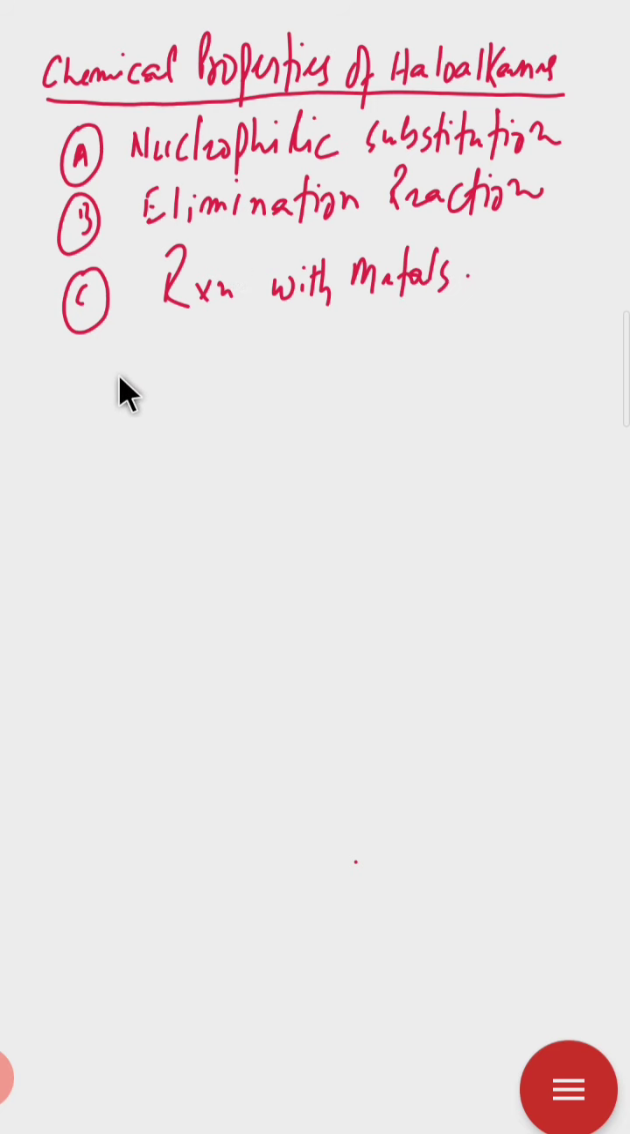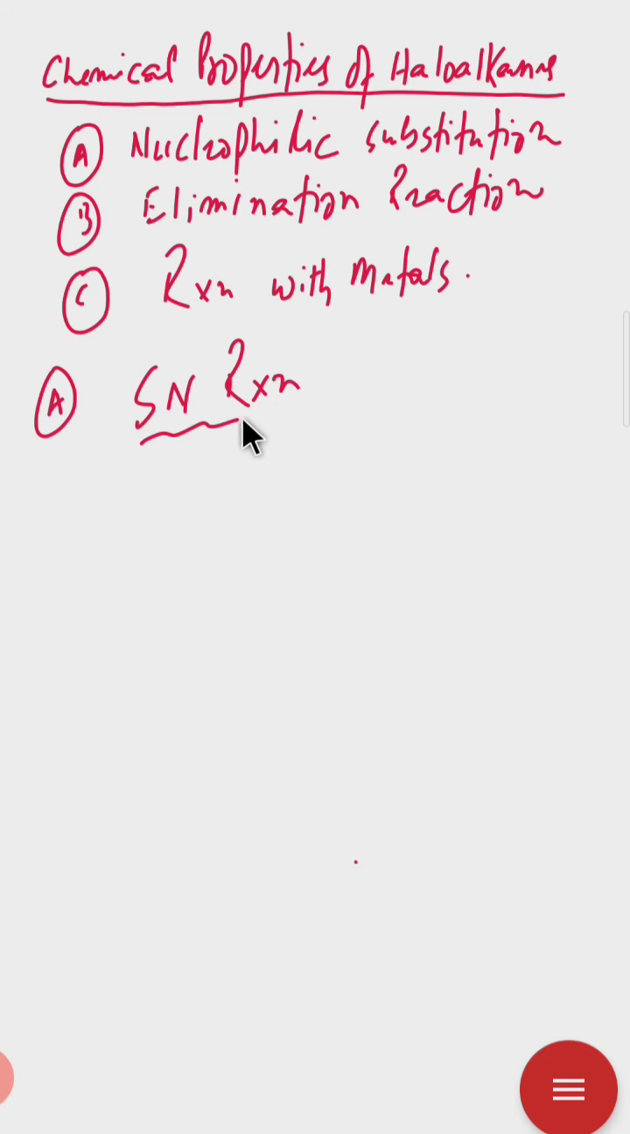In the last video, I explained the reactions from which haloalkanes can be prepared. So in this video, I'm going to explain these reactions of haloalkanes. First of all, nucleophilic substitution reaction. This is also called SN reaction. So let me write SN reaction.